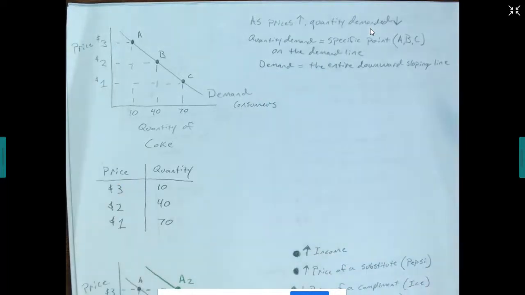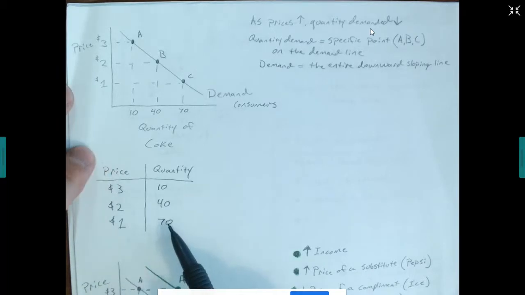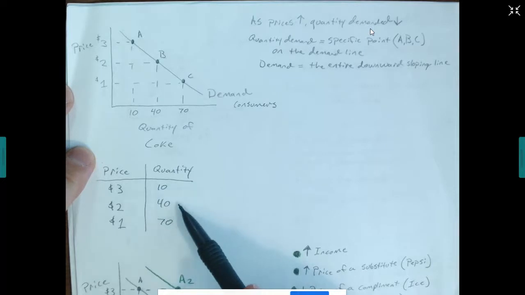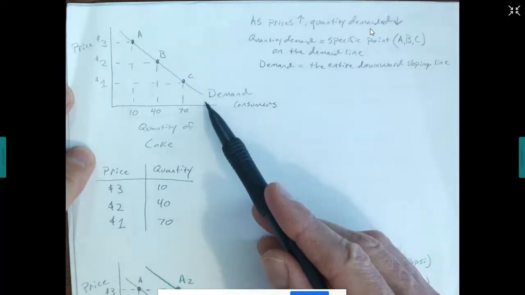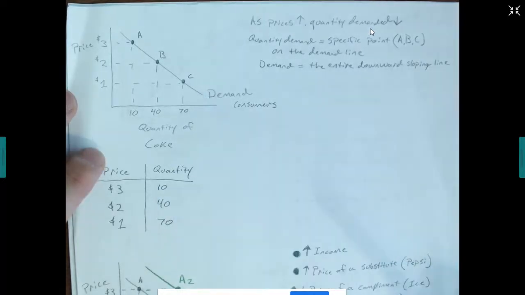Quantity demanded is a specific point on the demand line. Demand is nothing more than an infinite number of those quantity demanded points. Down here, we just have a demand schedule which plots out the points or data that would be on the supply and demand graph. Demand has the ability to move.